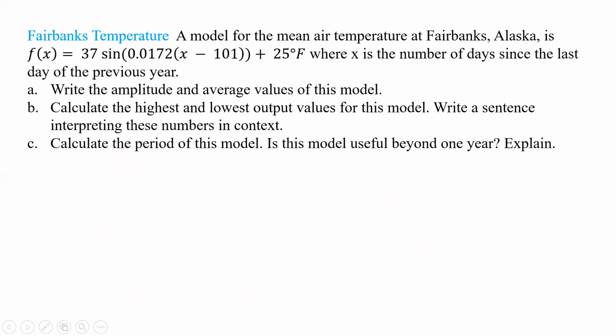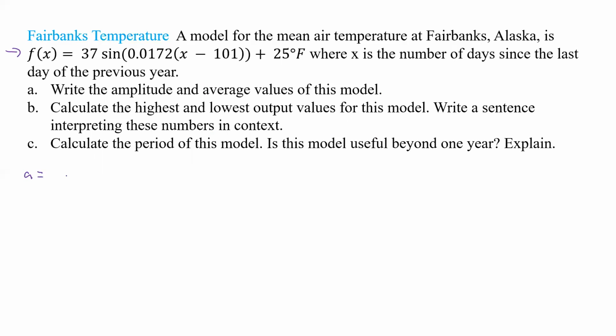Okay, well, this one, they give us the model, so it's a new thing. And so it says a model for the mean air temperature at Fairbanks, Alaska is given, where X is the number of days since the last day of the previous year. Okay. And write the amplitude and average value of the model. Okay, so let's do that first.